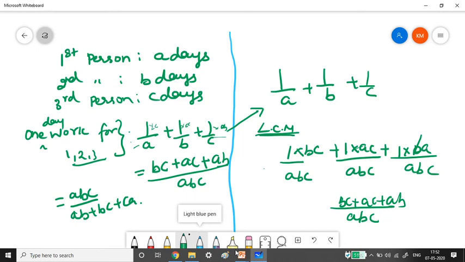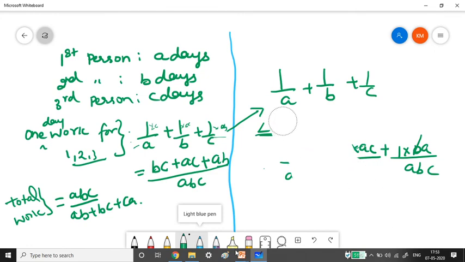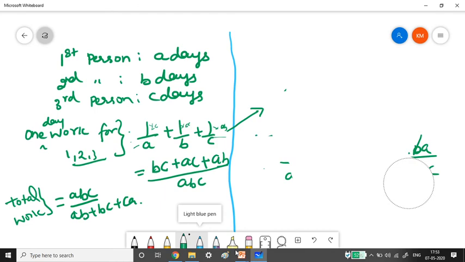Got it? So this is a simple formula, you can straight away use it, for 1 day work. For the total work, it is just the inverse of the 1 day work. Got it? Now let us plug in our values and see what the answer is. I'm just erasing this. Now we have seen the 2 person example, and now it is for 3 persons.